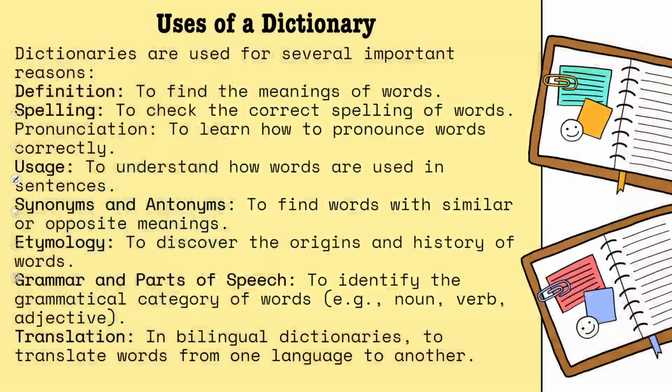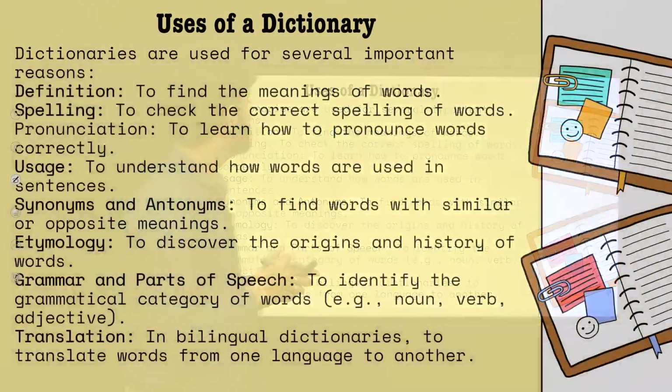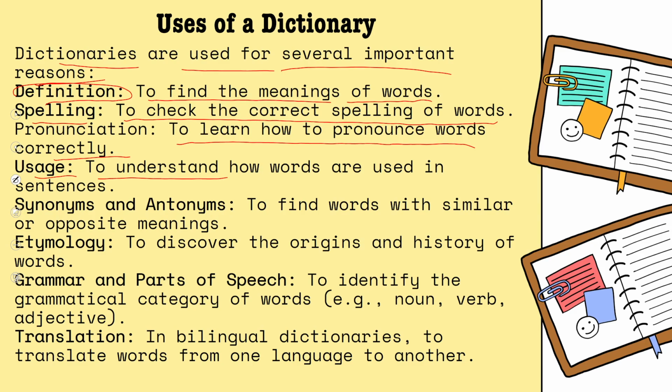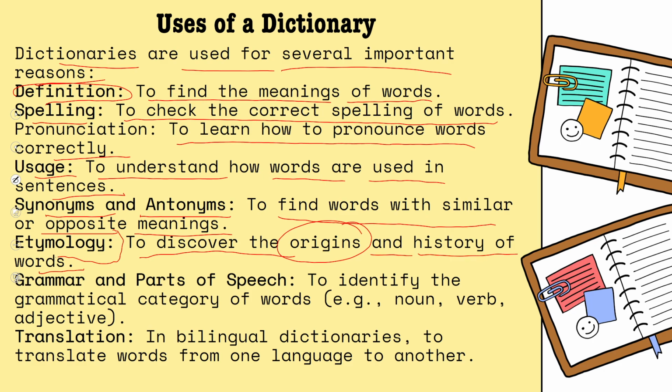Now, let's talk about use of a dictionary. Let's see, what do we use dictionaries for? Dictionaries are used for several important reasons: to look up the definition of the word, to find the meanings of words, for spellings, to check the correct spelling of words, to learn how to pronounce words correctly, and also to understand how words are used in sentences. We can also consult dictionary to look for synonyms and antonyms, to find words with similar or opposite meanings. Also, we can look up or discover the origins and history of words. This is what we call etymology.